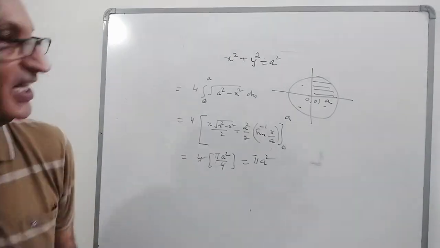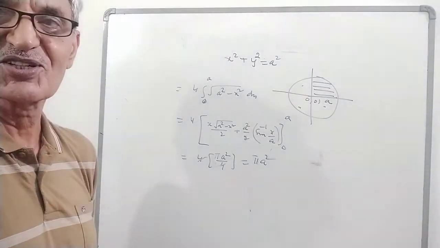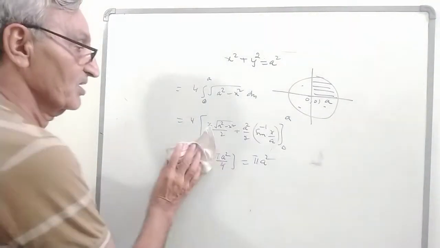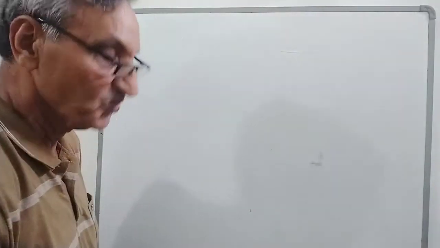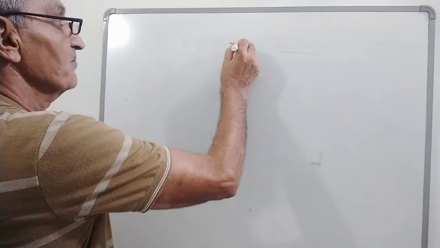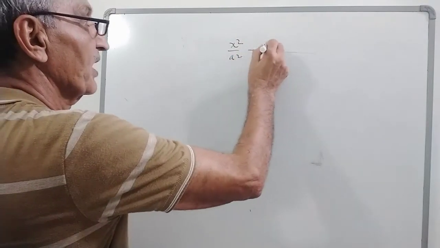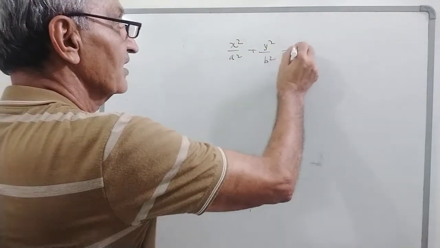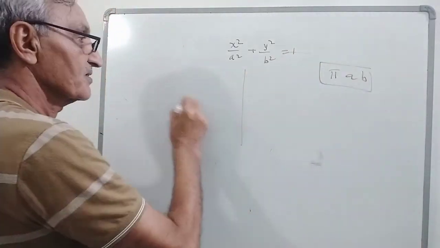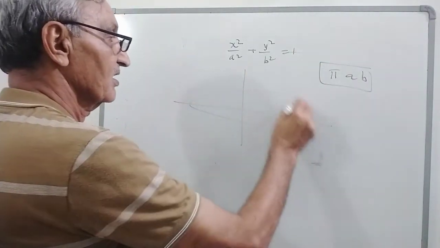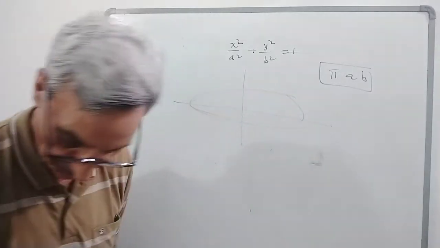Okay, similarly I'll show the area of ellipse is equal to pi into a into b. Pi into a into b. Let me somebody ask you what is the area of an ellipse. Ellipse का area होगा pi into a into b. Look at this. Let's draw here. Let's mark this.